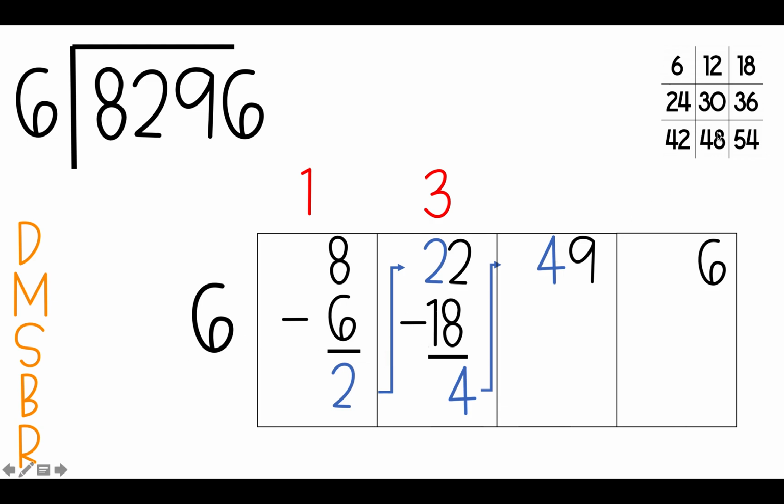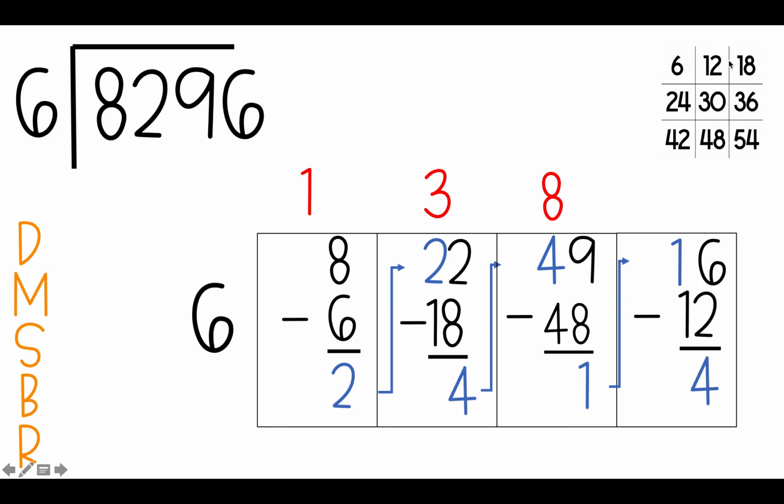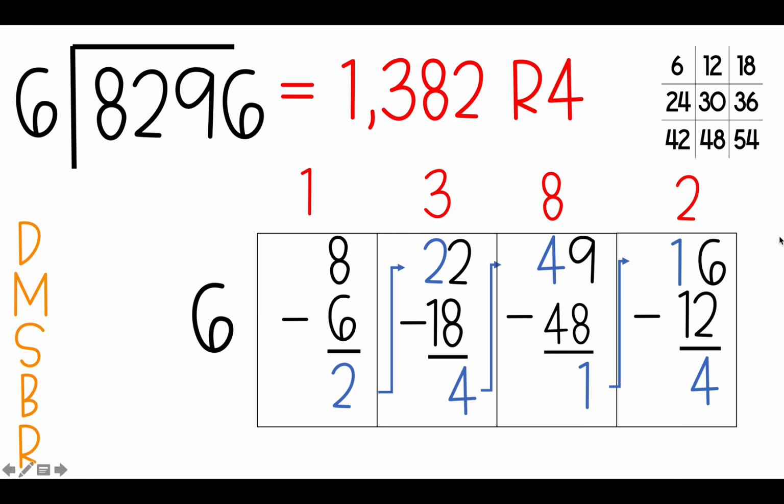6 can go into 49 8 times, right? So we say 8 times 6 is 48. Subtract, you're left with 1. Then you have 16. 6 can go into 16 2 times, which is 12. And you're left with 4, right? So your final answer is 1,382 with a remainder of 4, which is right here.